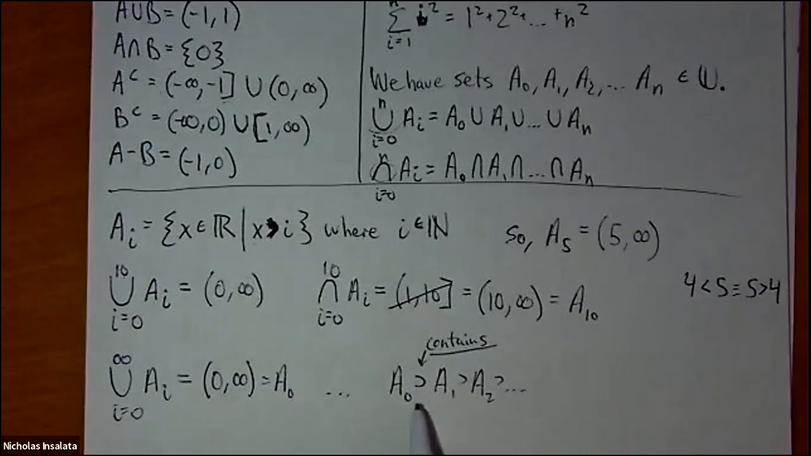And if you could be in any one of these sets, right? Well, since A0 is the biggest and you're unioning them all together, then you just get A0 at the end of the day. So yeah, Andrew, that's a great way of putting it.